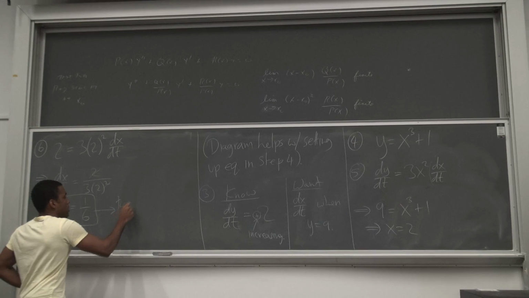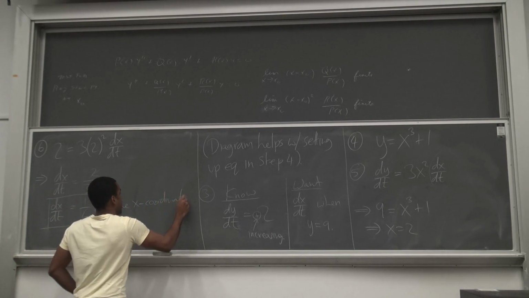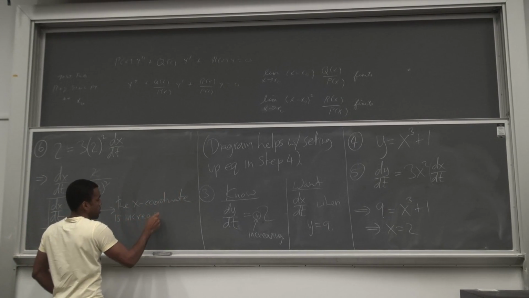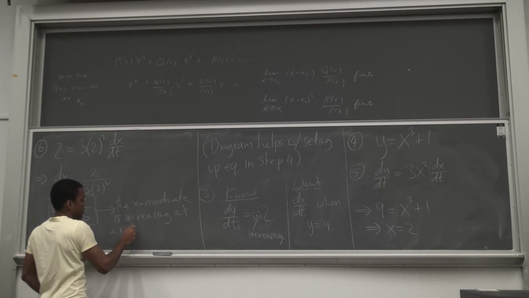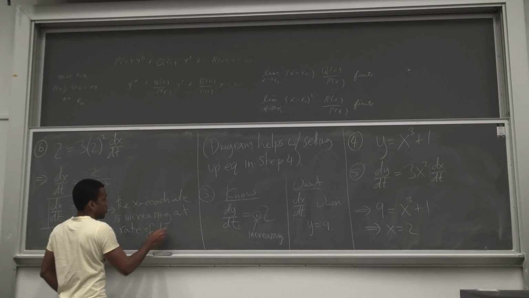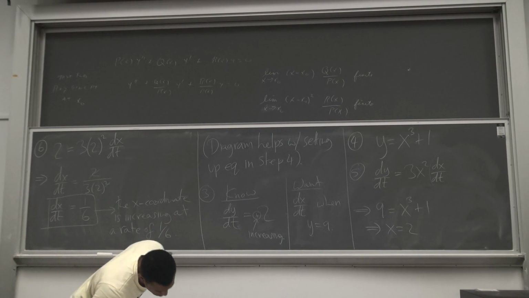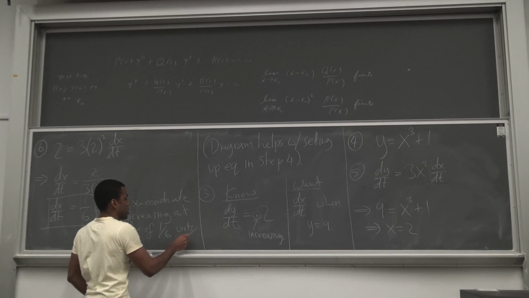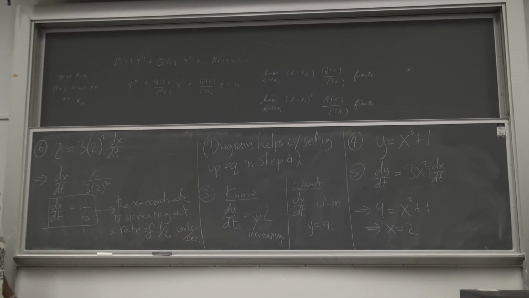I.e., the x component is increasing at a rate of 0.6, whatever units per second they give it to us. That's it. Questions on that?